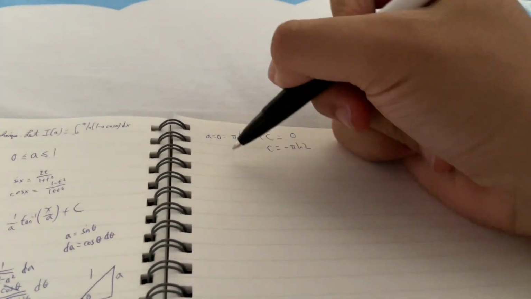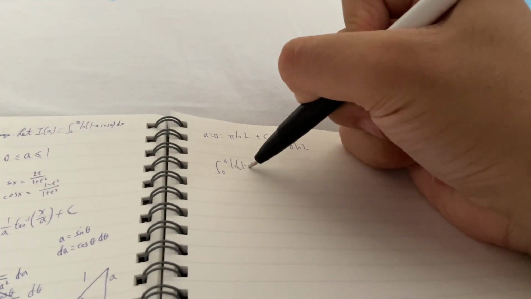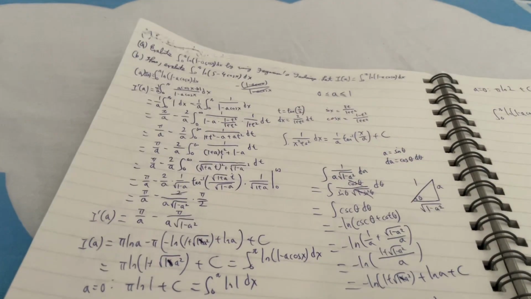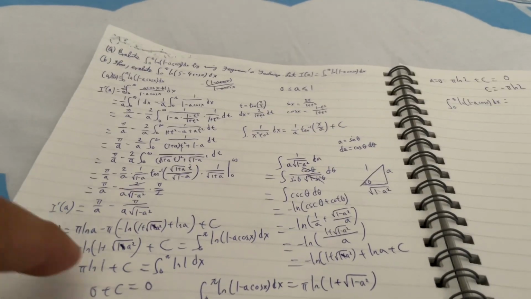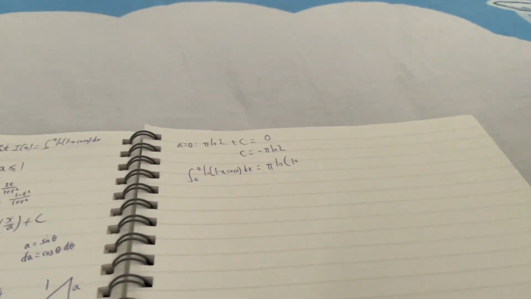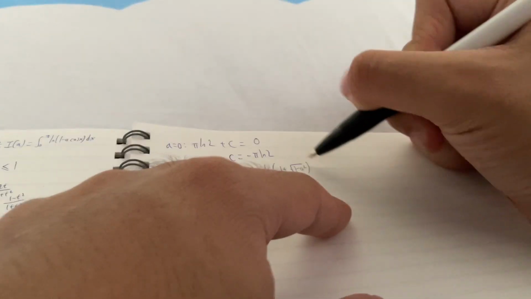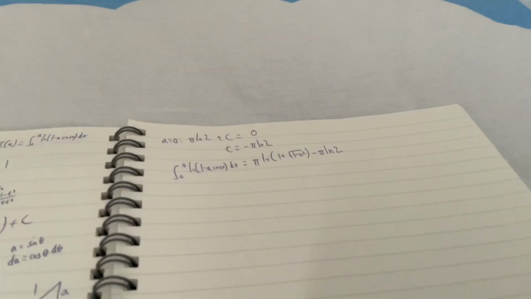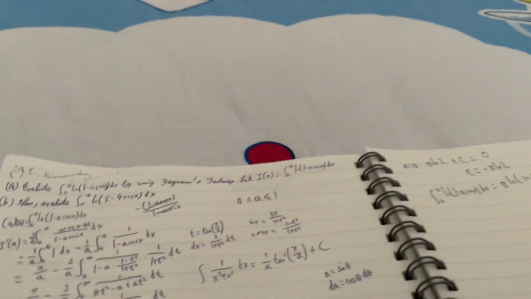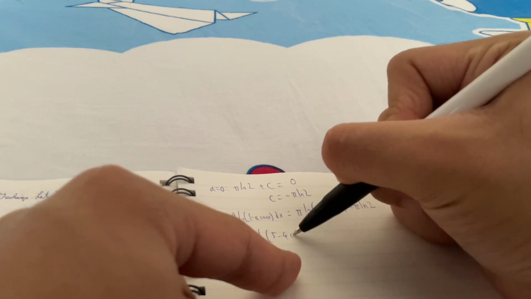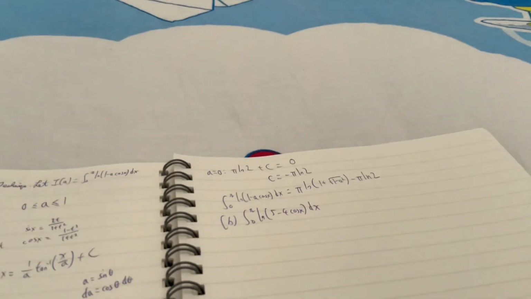So you will get this integral of ln of 1 minus a cos x dx, which is just equal to pi times ln of 1 plus square root of 1 minus a squared, and then minus pi times ln2 here. And then let me just move on to section B. So we are going to evaluate the integral of ln of 5 minus 4 cos x going from 0 to pi.